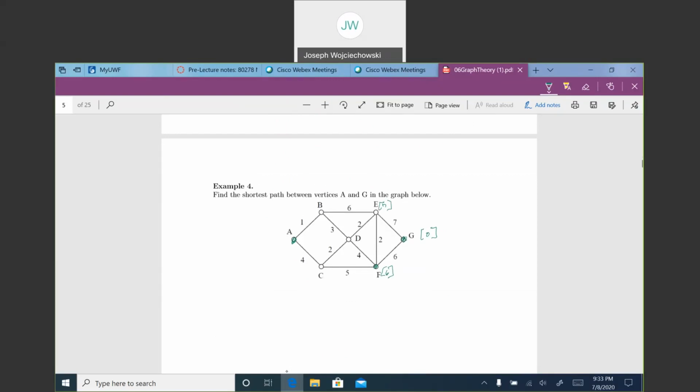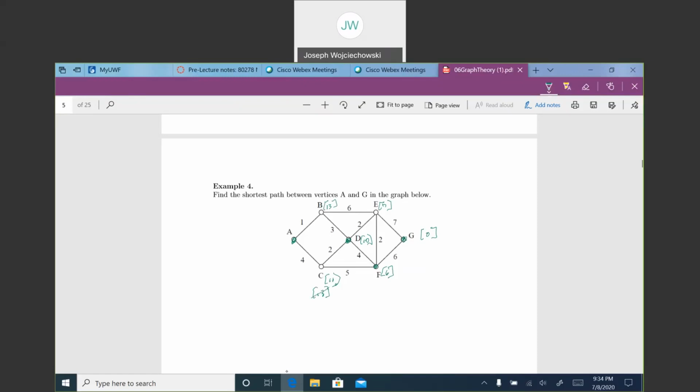And now we're here on F. We can go to D, which is 10, or we can go to C, which is 11. So we go to D, and we're at 10. Now we can go from D to B, which is 13, or to C, which is 13. Okay? But going the other way, this was 11. So let's stick with the 11.